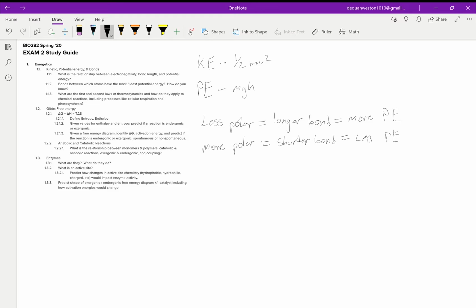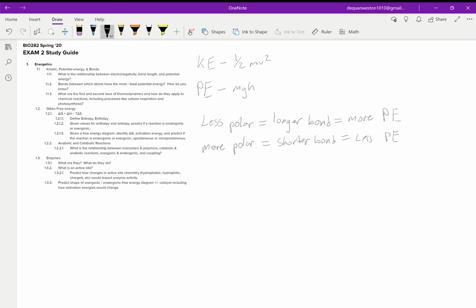And the reason that is because polar bonds are very low energy, and that's why they're so favorable and they happen all the time. So when that bond is formed, it's a very low energy bond because it's so stable. Whereas a less polar one is going to be a lot less stable, and it requires more energy to hold those atoms together. So when you break the bond, a lot more energy is released.